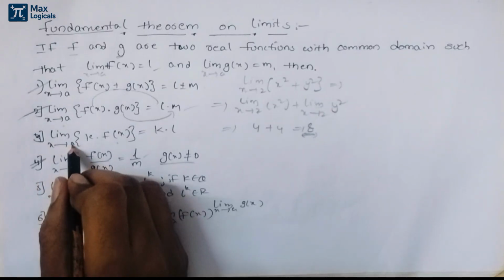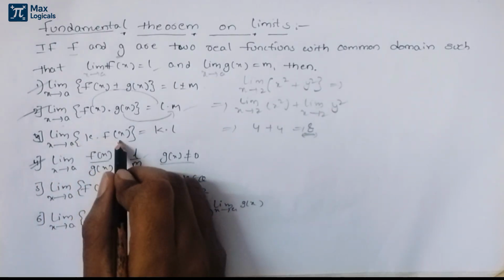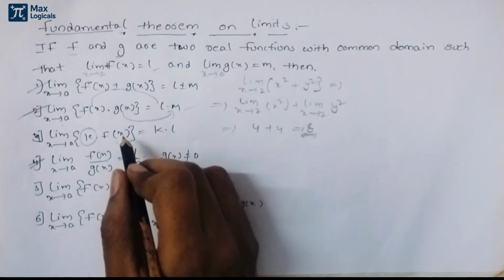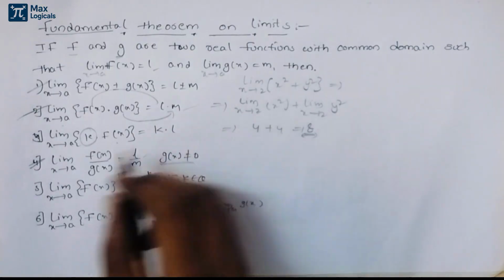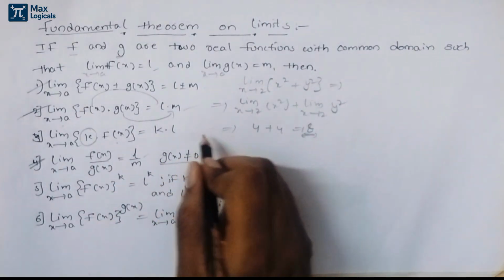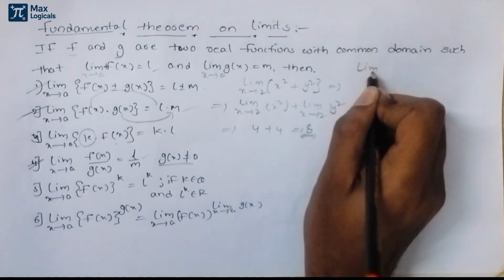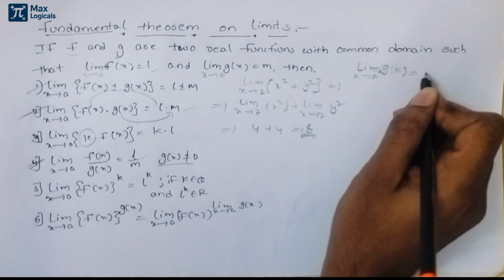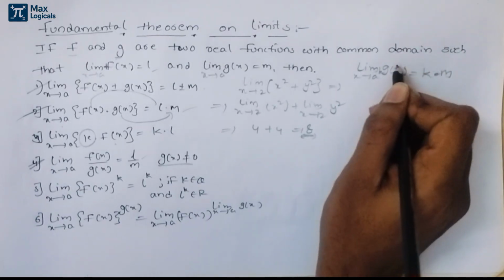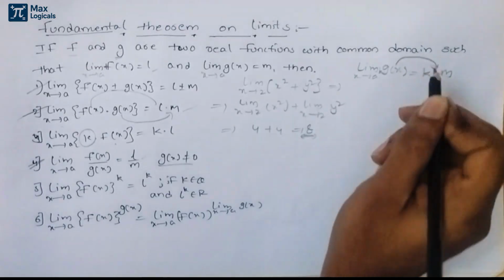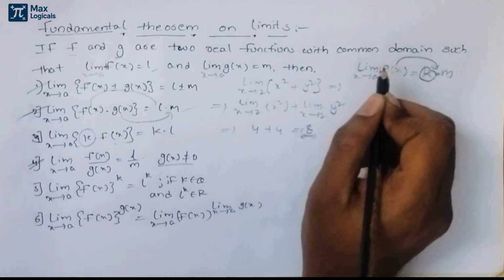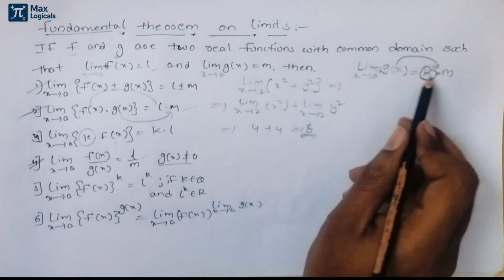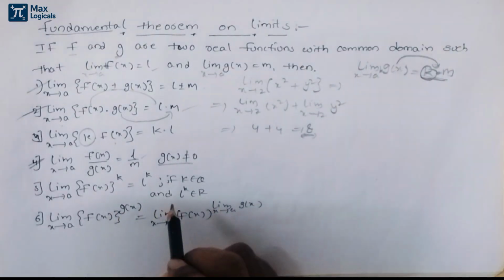Here the limit as x tends to a of k times f of x, where k is any integer or any constant, equals k times L. Similarly, the limit of g of x is m, and k is any constant, so the limit of k times g of x equals k times m.